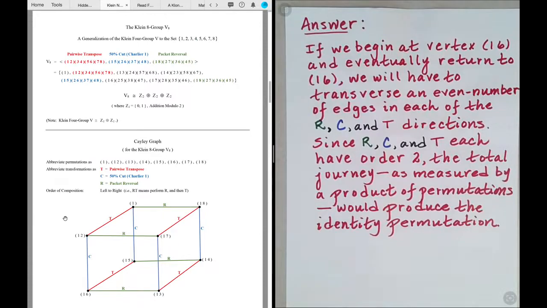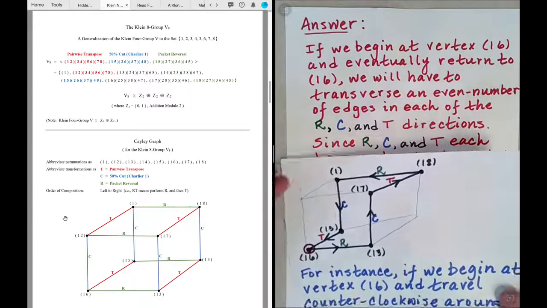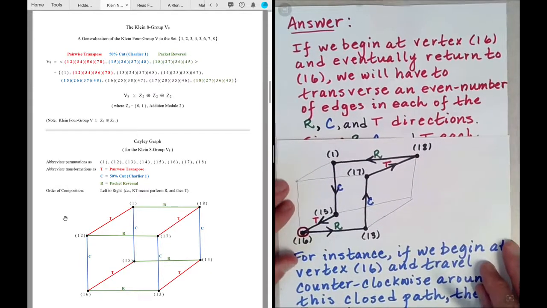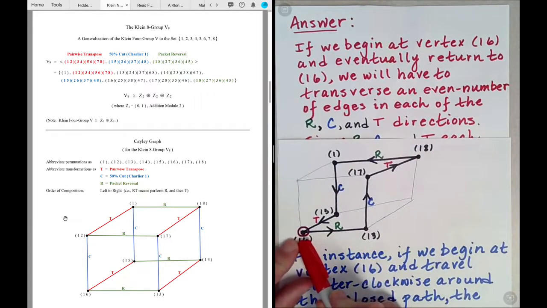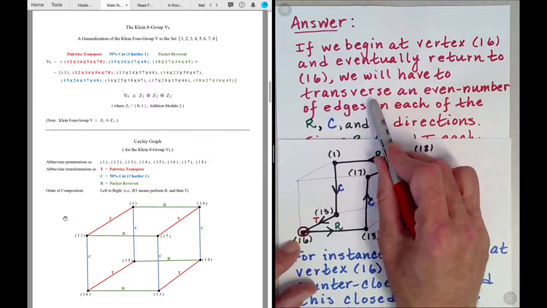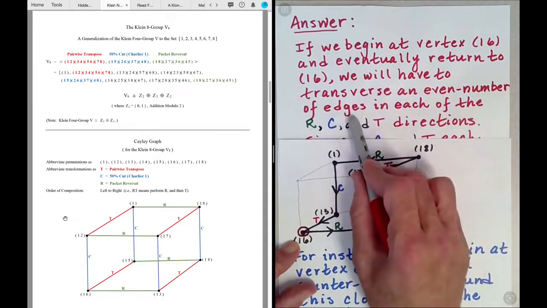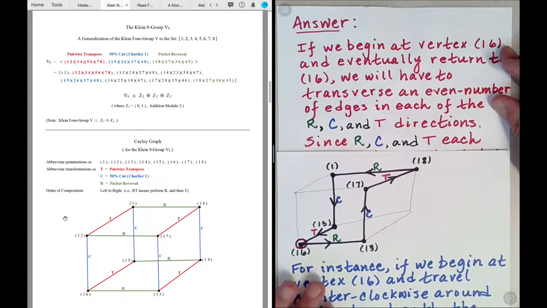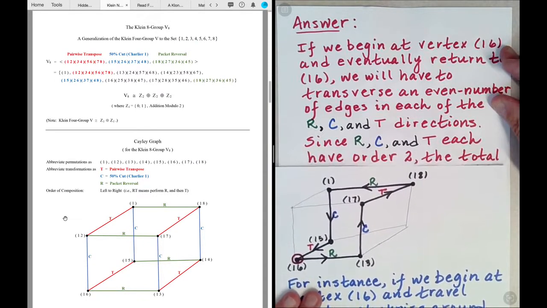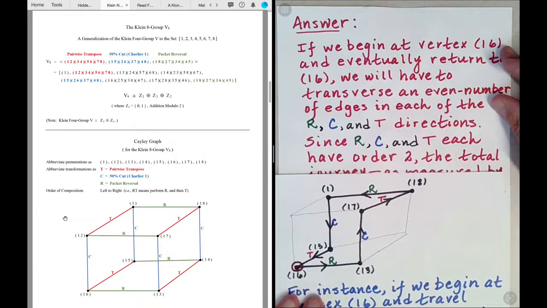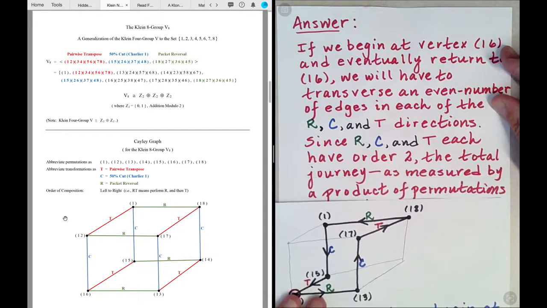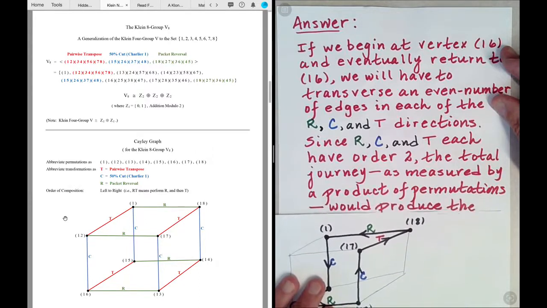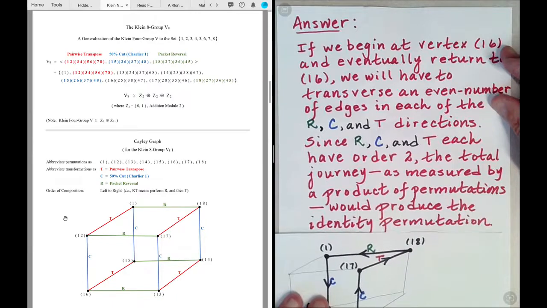Well, if we begin at 1, 6, so maybe I'll put it down here for just a second. If we begin here, and eventually end here, think about it. We will have to traverse an even number of edges in each of the R, C, and T directions. Since R, C, and T each have order 2 as permutations, the total journey as measured by a product of permutations would produce the identity permutation.